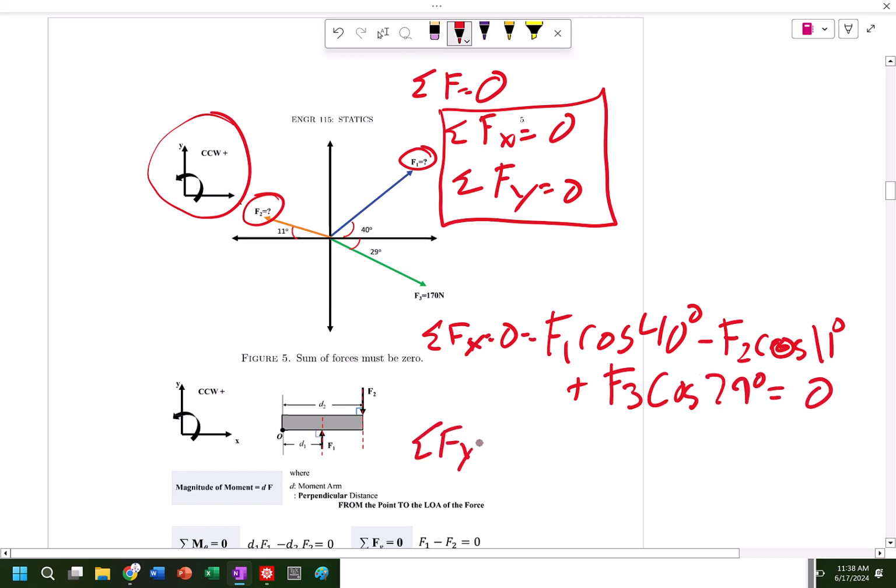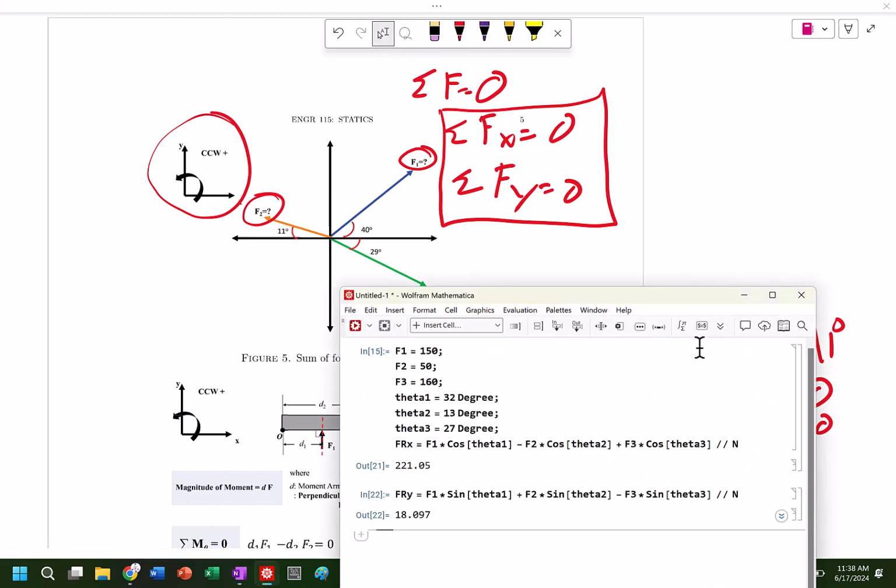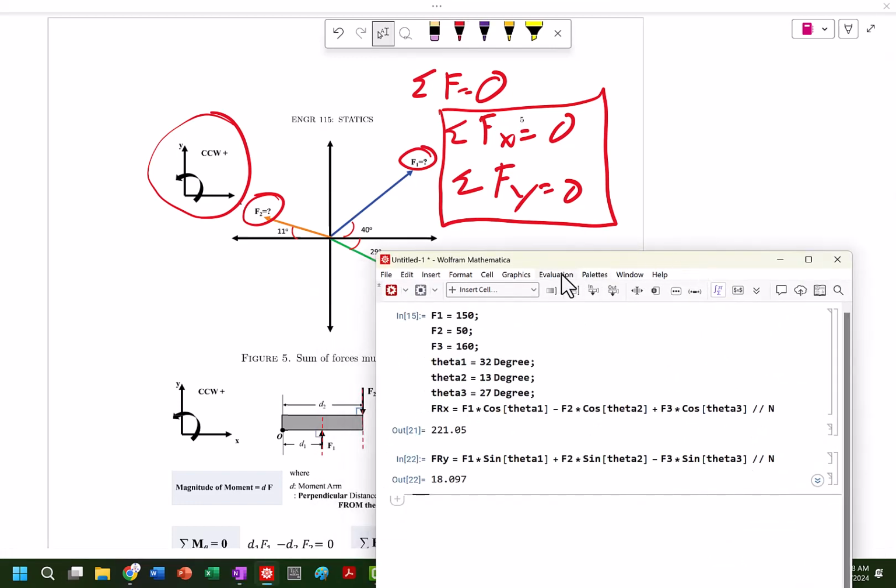The sum of the forces in the y must be equal to 0, which is equal to F1 sine of 40 degrees, and then it's going to be plus F2 sine of 11 degrees minus F3 times sine of 29 degrees. And then set that equal to 0. So that's great. I am going to go ahead and go to evaluation.